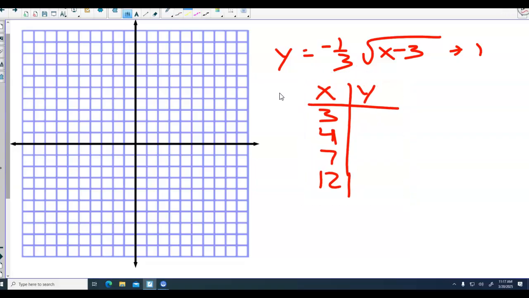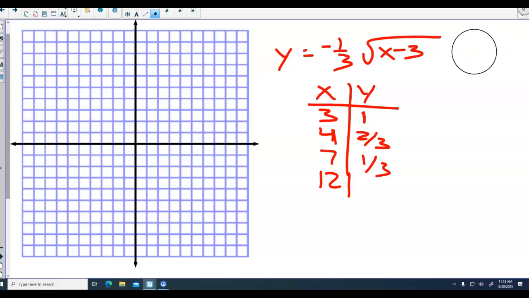3 minus 3 is 0. The square root of 0 is 0, times -1/3 is 0, plus 1. So 3, 1 is kind of my initial point. 4 minus 3 is 1. The square root of 1 is 1. 1 times -1/3 is -1/3, plus 1. That's 2/3. 7 minus 3 is 4. The square root of 4 is 2. 2 times -1/3 is -2/3. -2/3 plus 1 is 1/3.